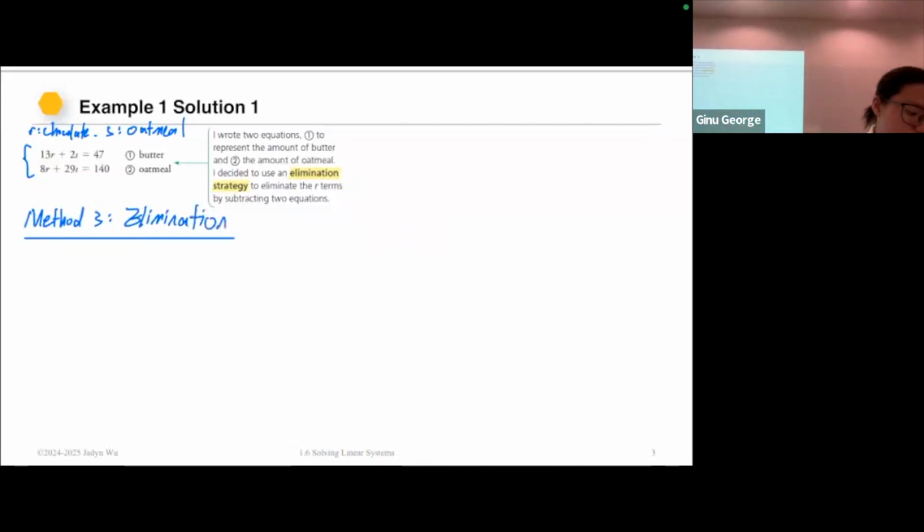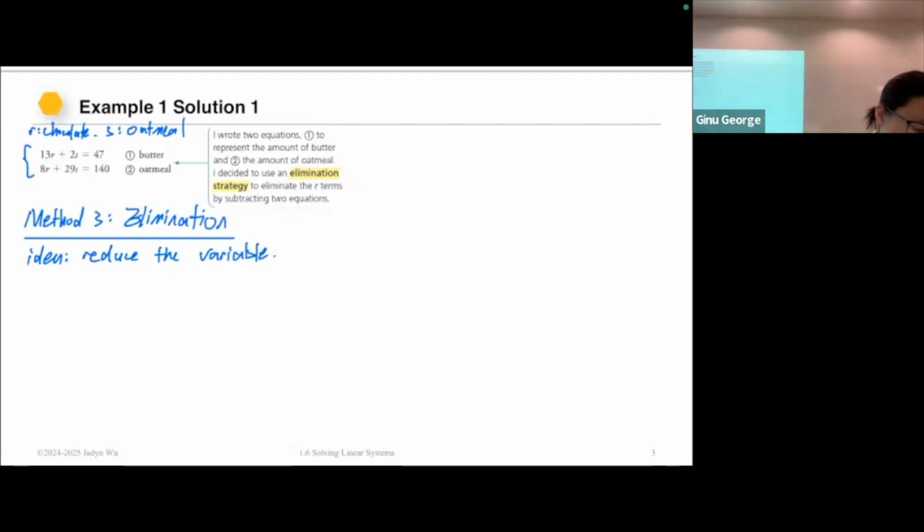Elimination. So by elimination, basically the idea here is we want to reduce the amount of variables. And how we reduce this, we can compare the two functions here.